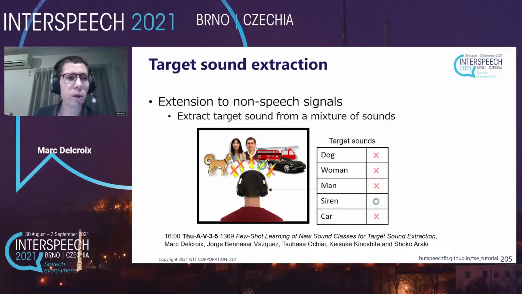Another extension of the work is to apply this method to signals other than speech, so target sound extraction. For example, we can have a mixture. If we walk in the street, we can have a mixture of several speakers, but also dogs, sirens, cars, etc. And maybe we want to just pay attention to the siren. So we can develop systems that extract only some types of sounds and not the others. I will have a presentation about this kind of work on Thursday. So if you're interested, please come and join my poster.